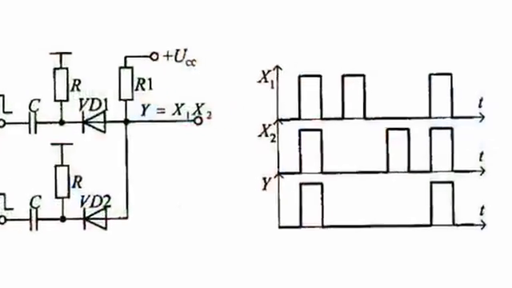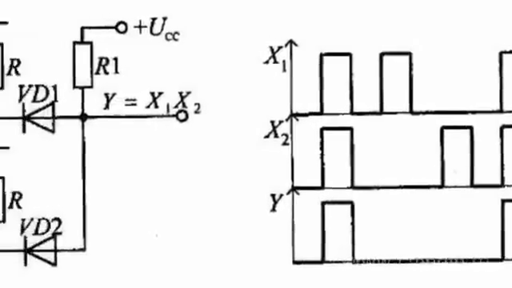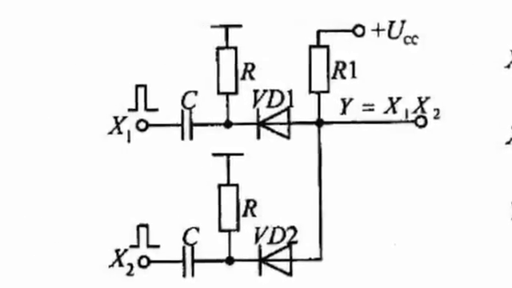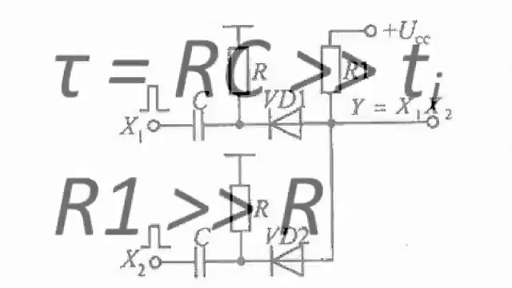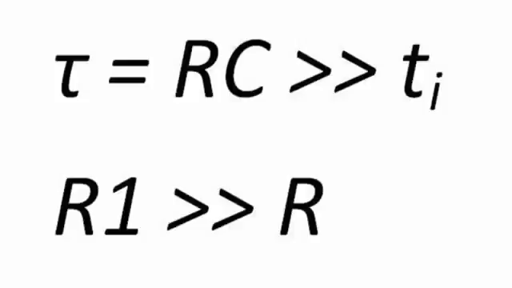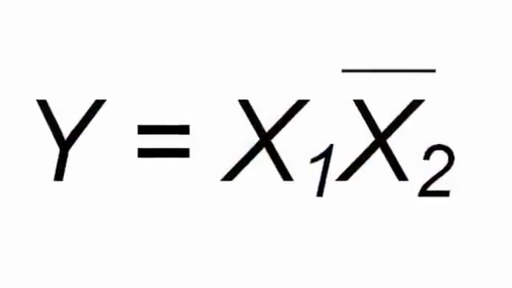The schematic of a pulse diode component AND also differs from that of a similar potential component as it has an RC oscillating circuit at the input. The necessary conditions are as follows. Capacity multiplied by resistance must give a result much greater than the duration of the input information pulses. Resistance R1 must by far exceed resistance R2. The signal at the output of the AND component appears if the pulses at all inputs coincide.